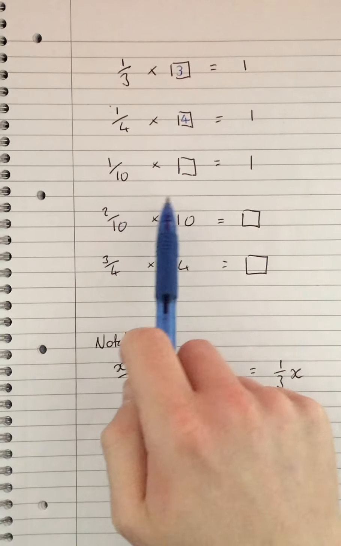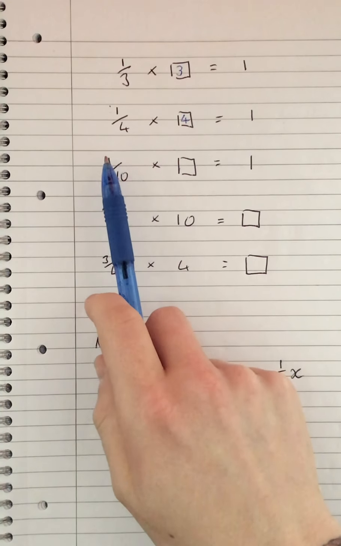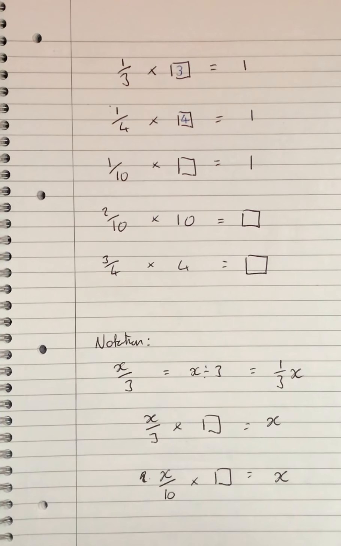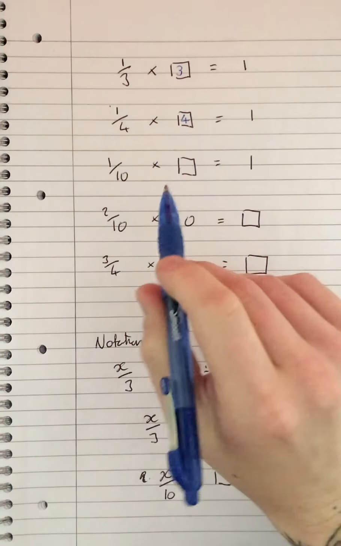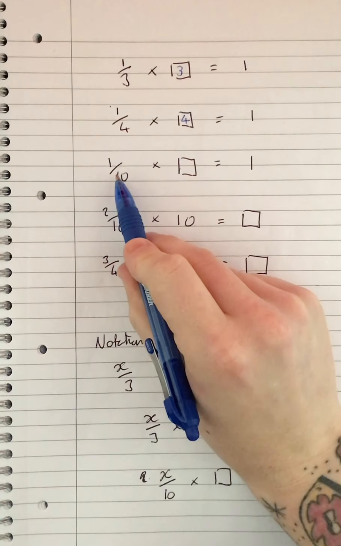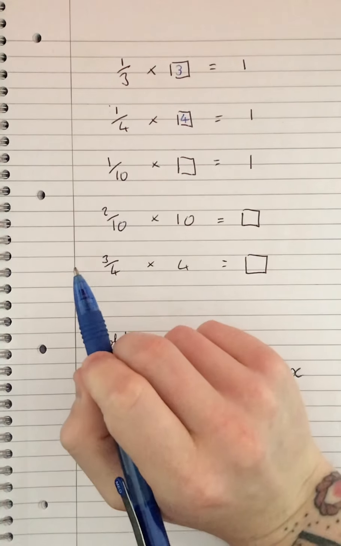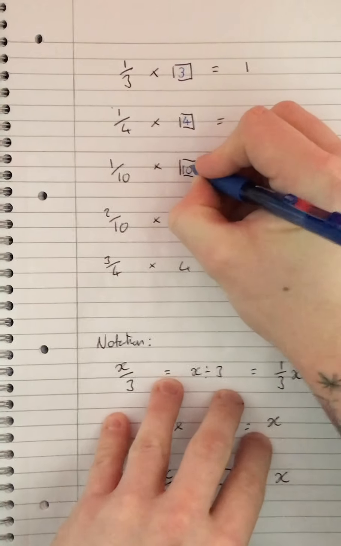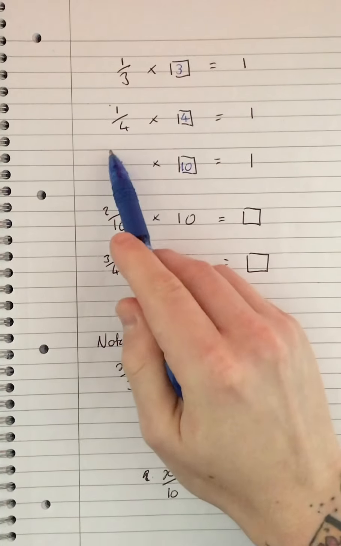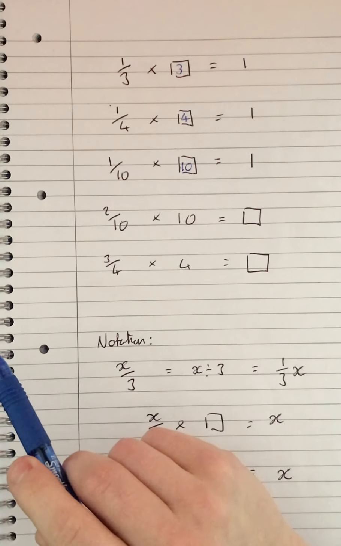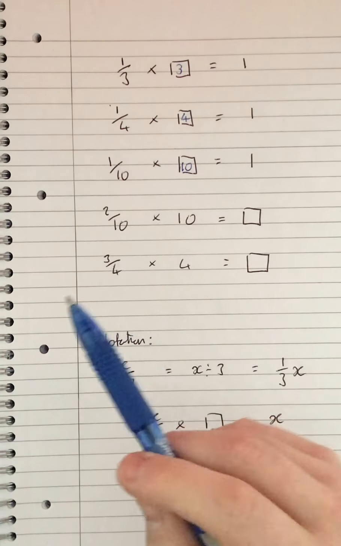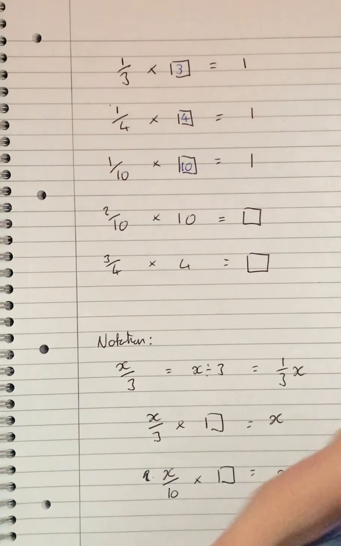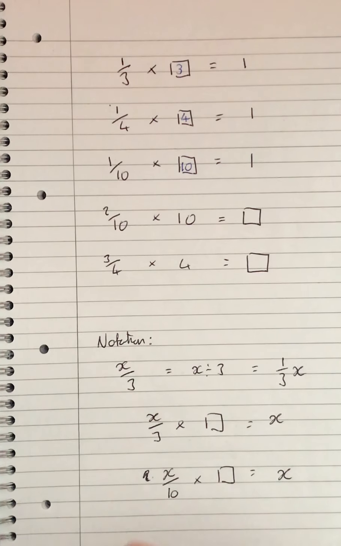Just pause the video, guys, and have a think about what you think we're going to multiply a tenth by to get to a whole one. Okay guys, hopefully you've had a go at that now. A tenth, we would need 10 tenths to make a whole one, because our whole thing has been split up into 10 equal parts, so we need all 10 of those equal parts to have the original whole thing.